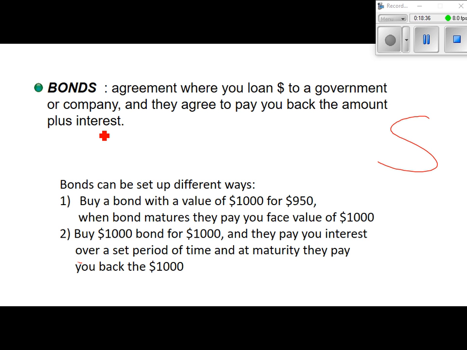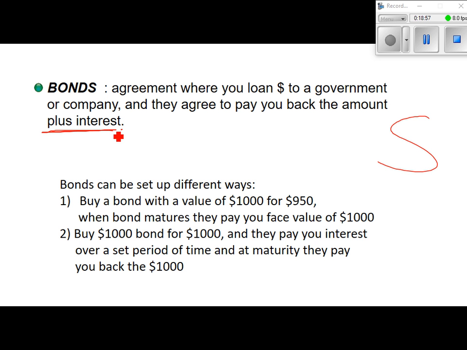Bonds. Next thing is bonds, different kinds of bonds. Again, make sure you write that down. Agreement, where you loan money to a government or company. So this is, again, you're giving them money, you're loaning them money, a government or a company, and they agree to pay you back the amount plus interest.